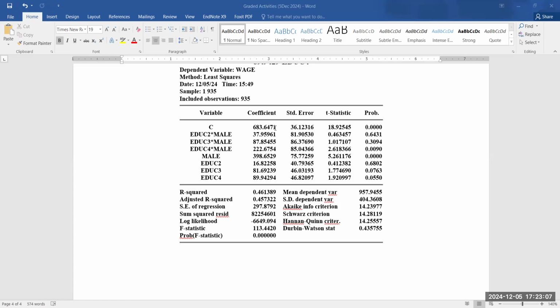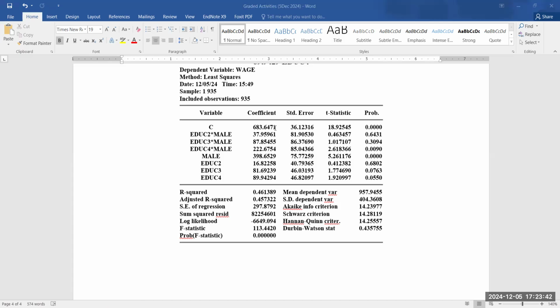Education category number 3 multiplied by male, or the product of education category 3 and male, the coefficient of which is 87.85. The probability is 0.3094, which is insignificant because the probability is much higher than 5%. To be exact, it is 30.94%. So there is no significant added wage benefit for males with a bachelor's degree compared to the females with primary education.